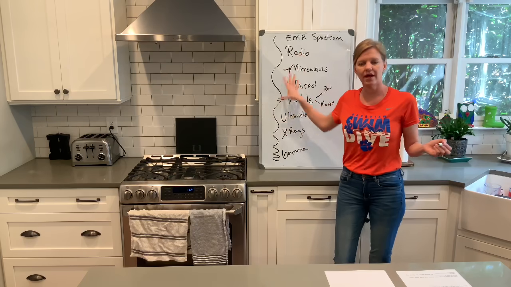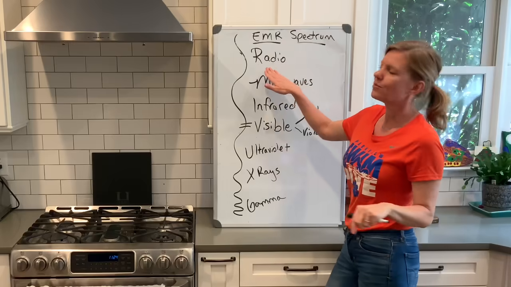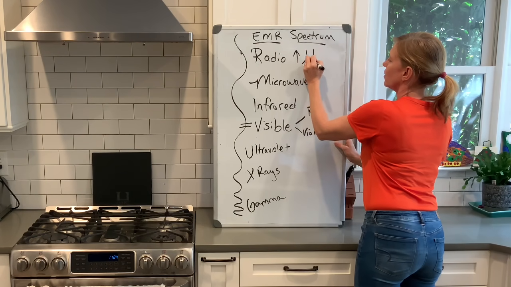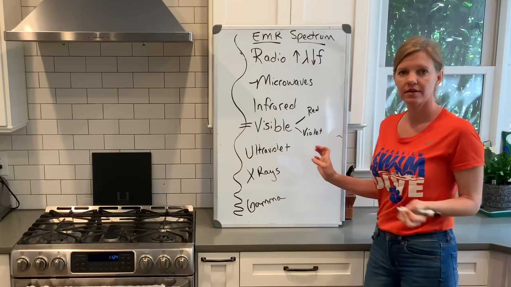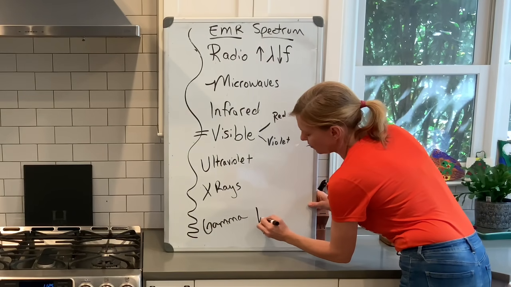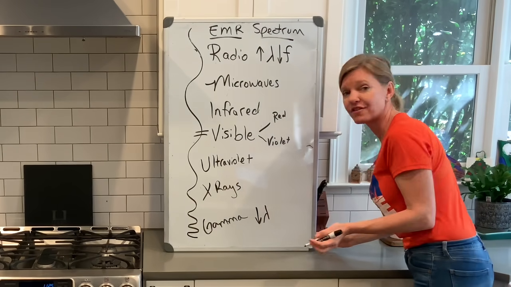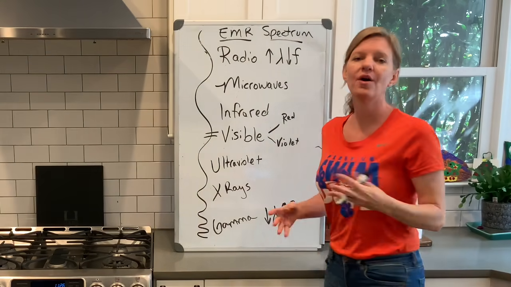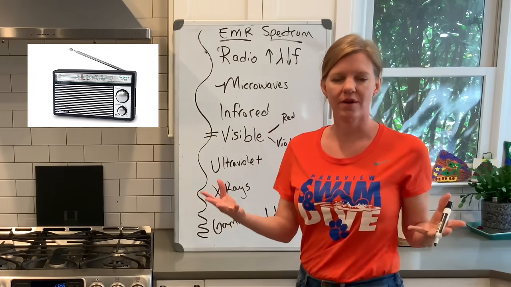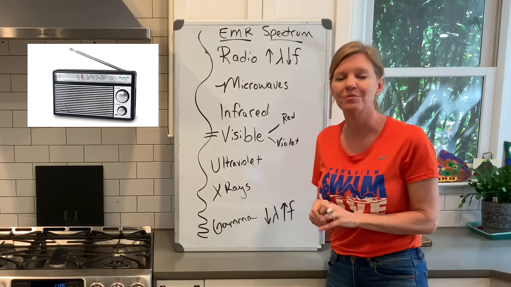Okay, so there's a few trends that you want to know about this EMR spectrum. Radio waves have a high wavelength and a low frequency. Gamma rays down here have a very short wavelength and a high frequency. Radio waves are not harmful. They're actually everywhere. Radio and microwaves are used in a lot of communication.